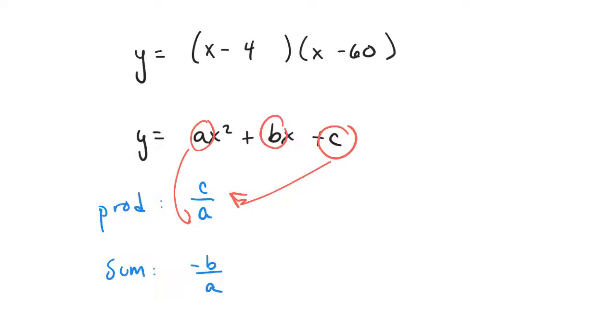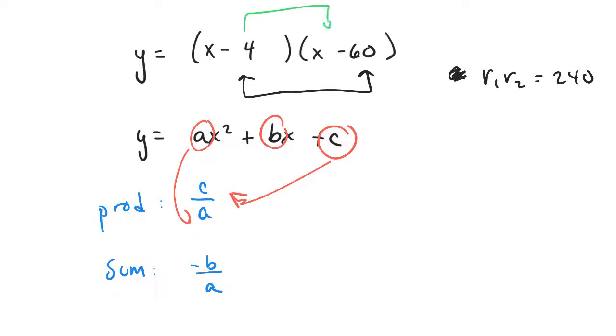So if you got the product of roots, my product of roots should be around 240, right? Look at these two numbers here, Mauro. If I multiply these, the product of R1 times R2 is around 240, I could see. The sum of these two roots, R1 plus R2, would give me around 64.